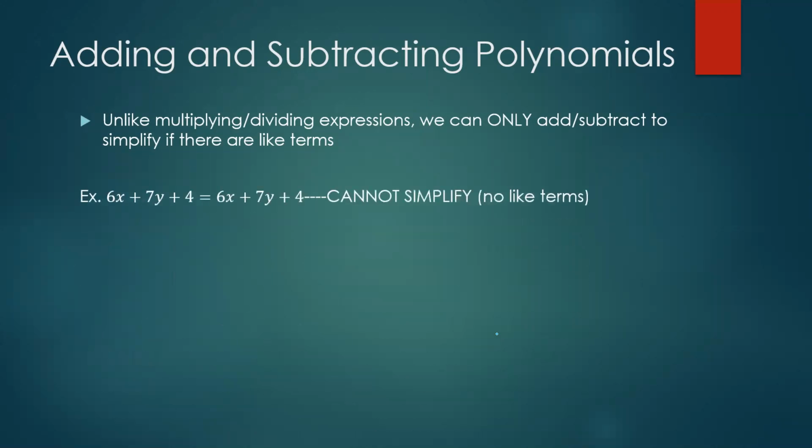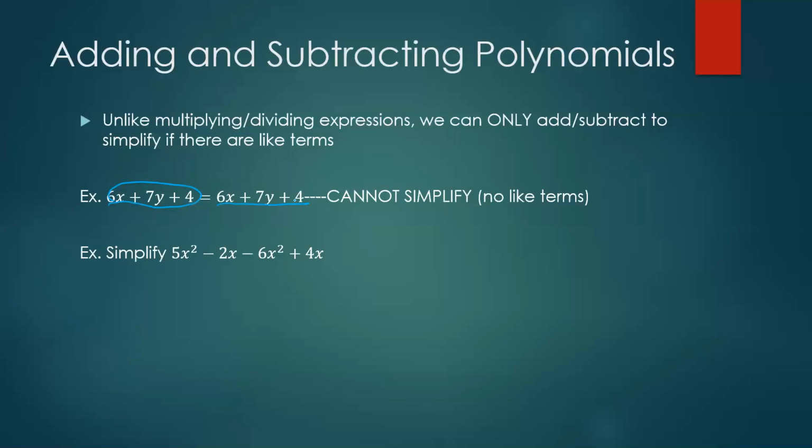As an example, if I give you something like 6x plus 7y plus 4, and then I ask you to simplify that, it's a bit of a trolling question, because if I ask you to find the sum of all these terms, there's really not much you can do. If I were to add them up, I would simply just get 6x plus 7y plus 4. There's no way I can simplify that, because these are not like terms. This has an x, this has a variable y, and this is a number. So because there's no like terms, I can't actually do anything to simplify it.